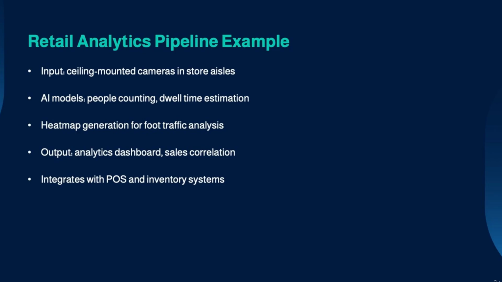In retail analytics, ceiling-mounted cameras feed into the pipeline. You might use a people-counting model combined with dwell time estimation to understand customer behavior. DeepStream can generate heat maps showing which areas of the store get the most traffic and when. The results feed into a business analytics dashboard and can be correlated with POS transaction data or inventory levels. This allows store managers to optimize shelf placement, staffing schedules, and promotional displays in near real time.